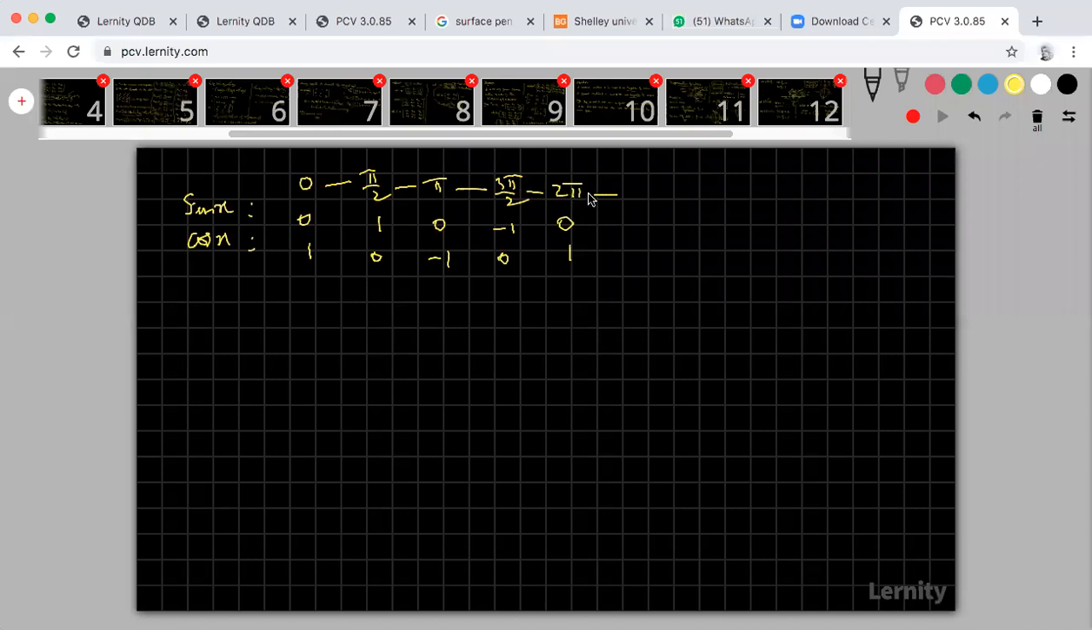The next pi by 2 value is 2 pi plus pi by 2. Actually this is 4 pi by 2. If you add one more pi by 2, that is 5 pi by 2. If you add one more pi by 2, that is 6 pi by 2, which is nothing but 3 pi. If you add one more pi by 2, 6 pi by 2 plus pi by 2, that is 7 pi by 2. If you add one more pi by 2, that is 8 pi by 2. That means I am adding 90 degree each time. This is nothing but 4 pi. So what are the values there?